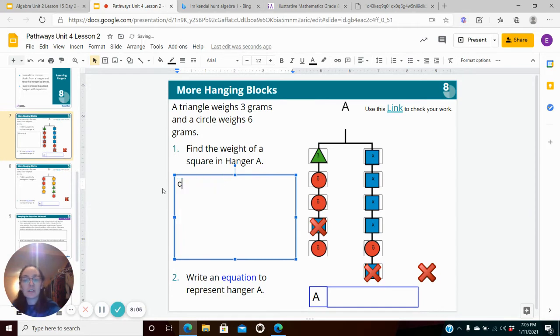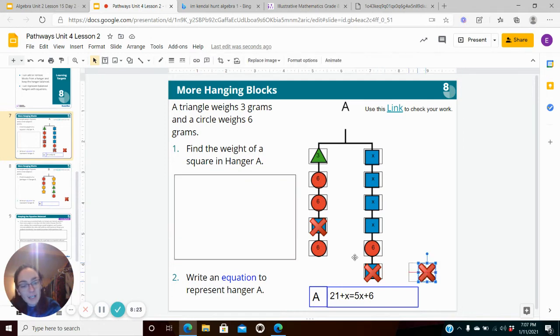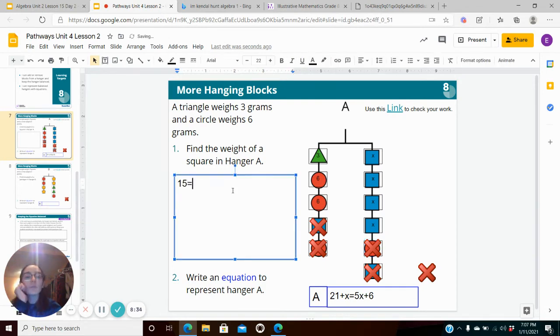We're going to copy this down here into the equation piece because it is important. If I come in here, I can cancel out two of my squares on each side to maintain the equity. And I can say 3 plus 6 is 9 plus 6 more is 15. And I can cancel out some of those circles. 6 and 6 is 12, plus 3 is 15. So 15 is equal to 1, 2, 3, 4x. So I have 15 is equal to 4x.